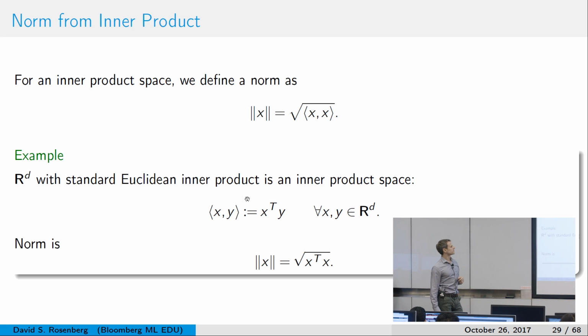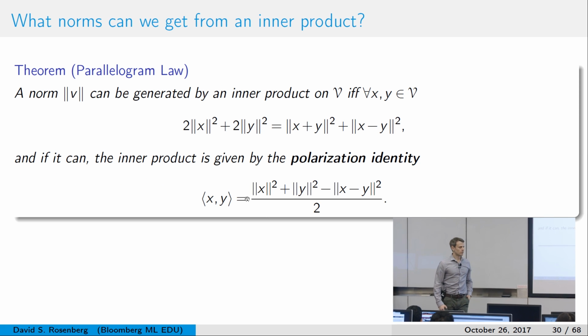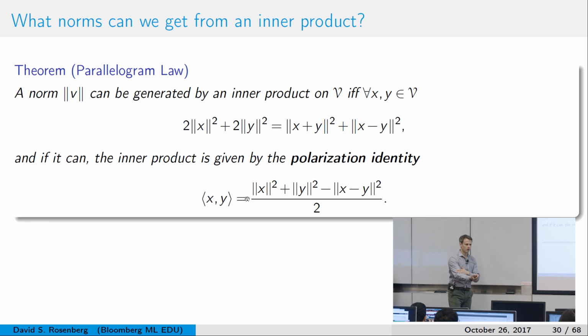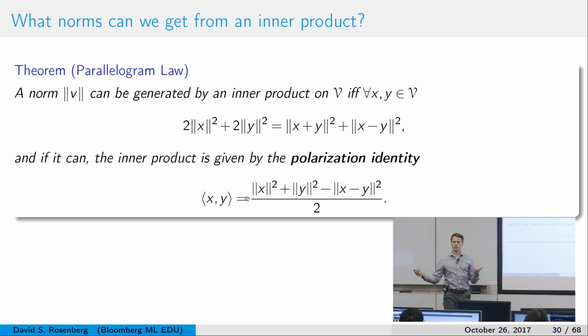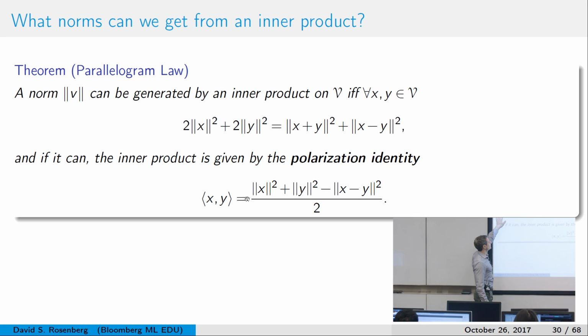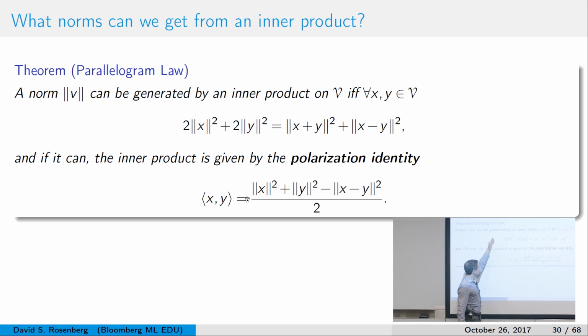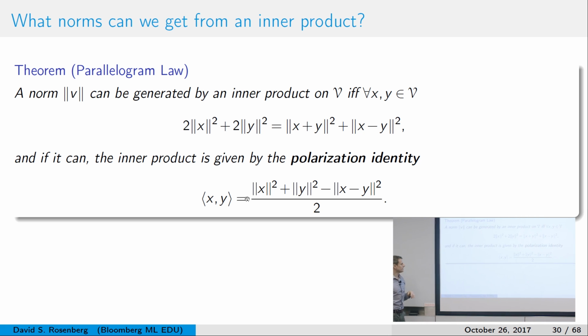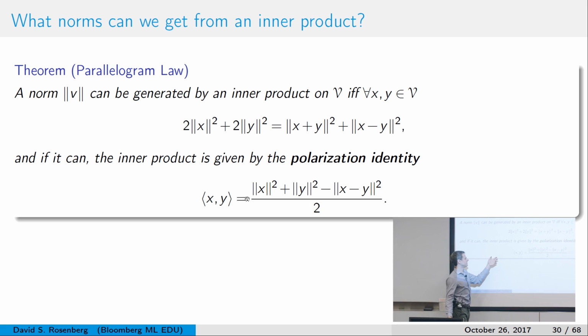All right. So here's a question. What norms can you get from inner products? If someone just gave you a norm, how do you know whether it can be derived from an inner product? This will be relevant to us shortly. It turns out there's something called the parallelogram law, which says that a norm can be generated by an inner product if and only if it obeys this property, which you can write just in terms of the norm. And if it obeys this property, then you can reverse engineer the inner product that gives rise to the norm with this formula.